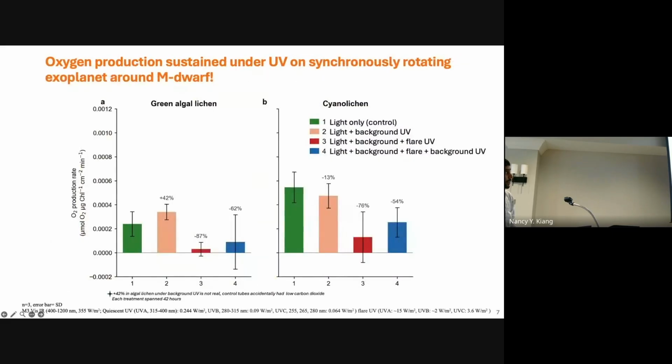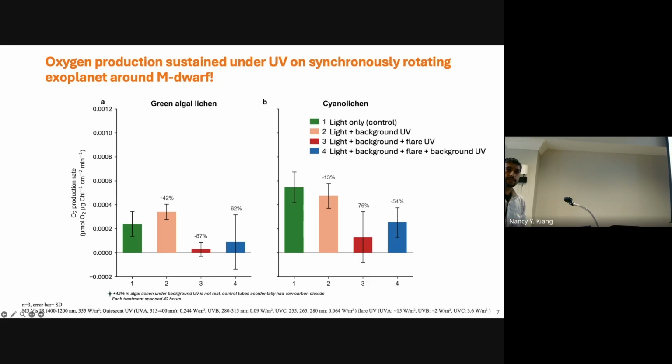Interestingly, when I did the UV experiments, I did a bunch, but I have shown one slide where I did a series, a kind of sequential UV treatment. So again, on the y-axis we have oxygen production rate, and on the x-axis we have different treatments. The green is just the light treatment, a light-only control, where I exposed the lichens to 42 hours of just the visible and IR flux, not the UV, followed by a background UV.